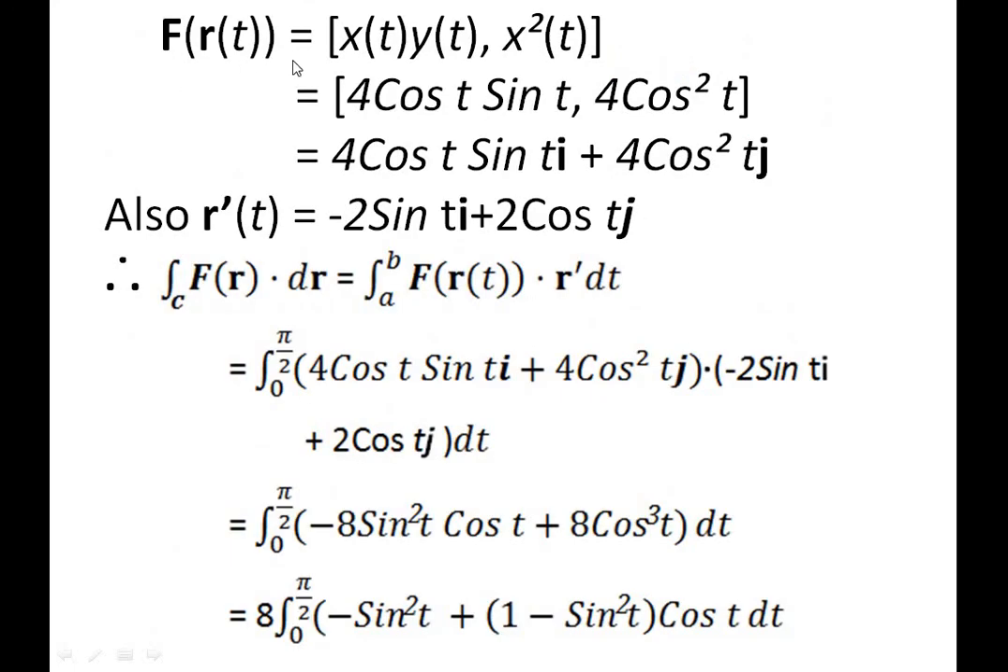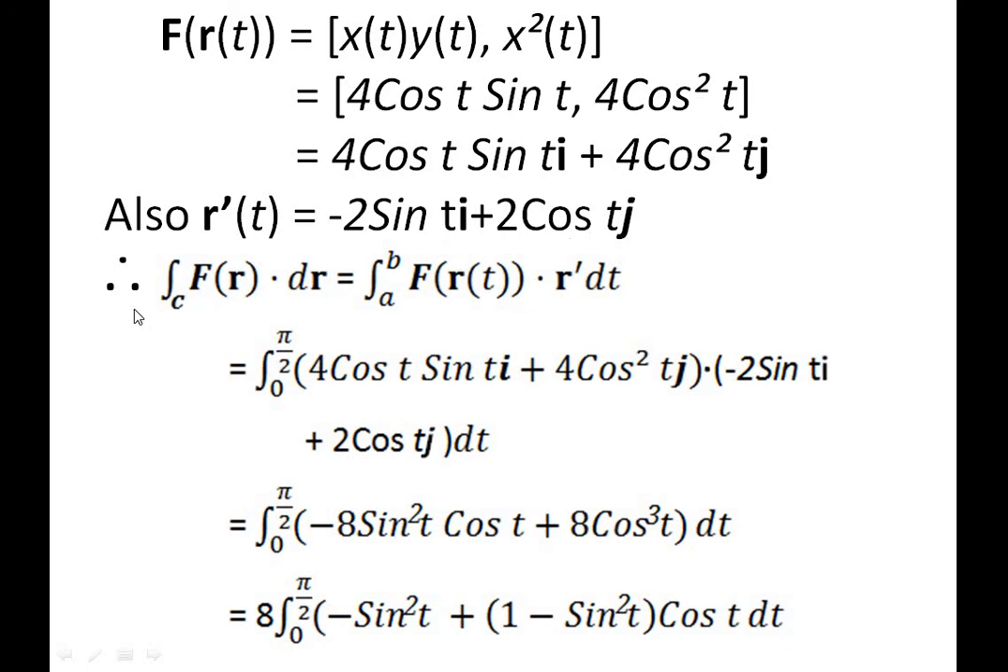Then F of r of t equal to x of t, y of t, x square of t. Substituting x of t equal to 2 cos t and y of t equal to 2 sin t, we get 4 cos t sin t, 4 cos square t, that is equal to 4 cos t sin t i cap plus 4 cos square t j cap. Then we also want to find r dash of t, that is equal to minus 2 sin t i cap plus 2 cos t j cap.